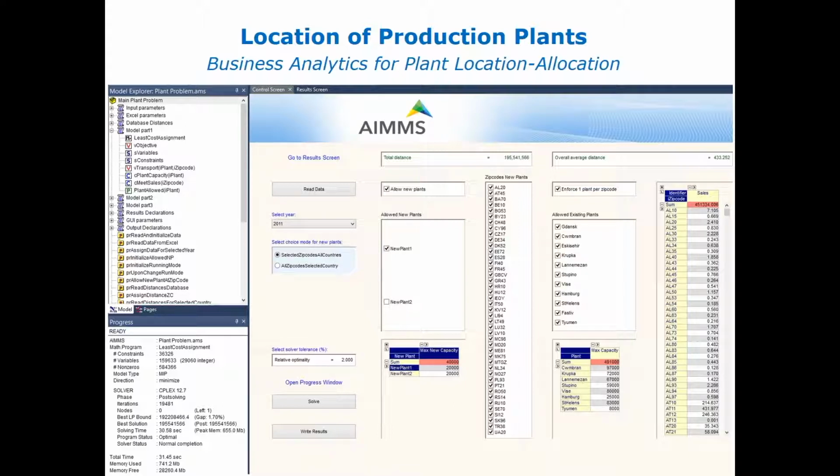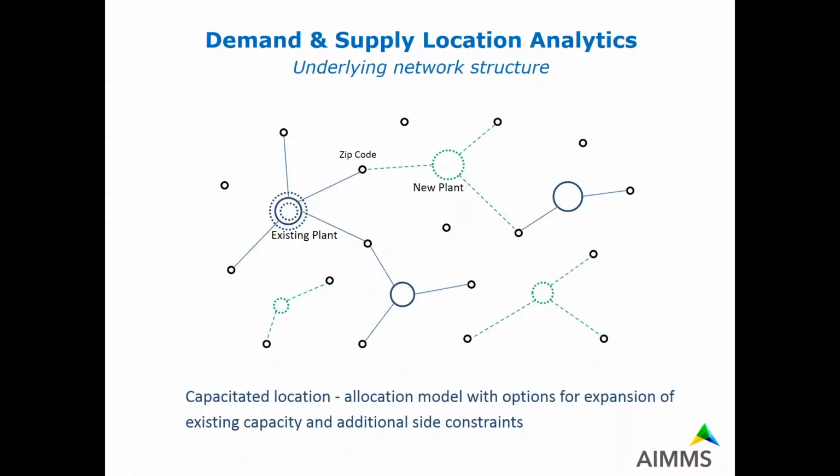So it's a challenge to consider them all at the same time, and also the decision maker would like to maybe make a pre-selection of all the potential locations for the new plants. So the network structure looks like this.